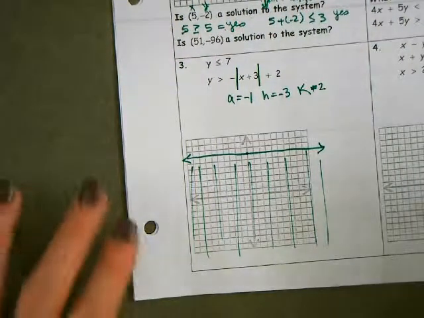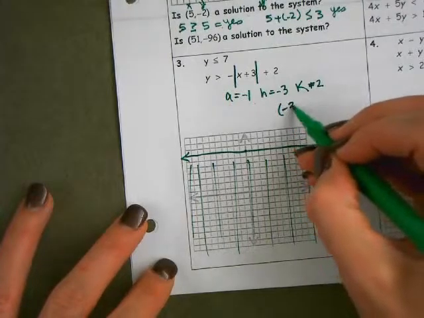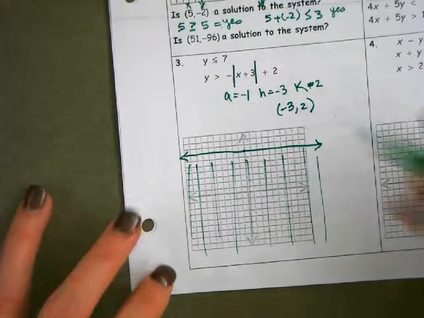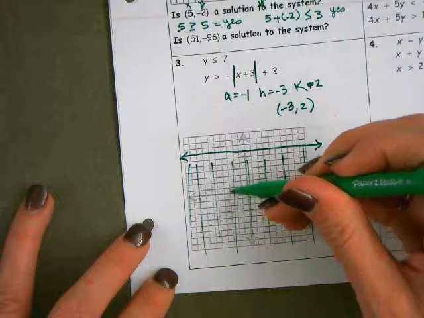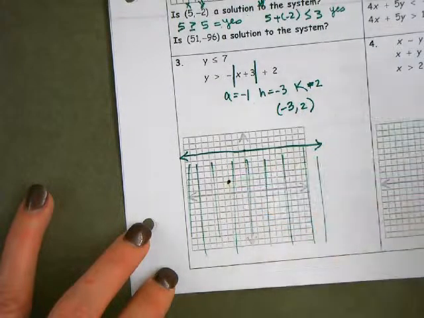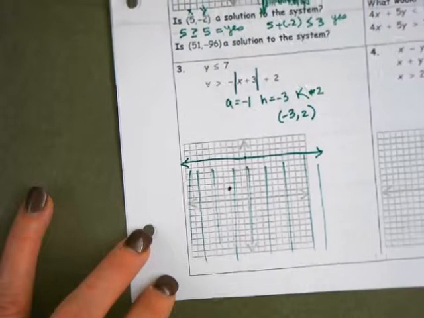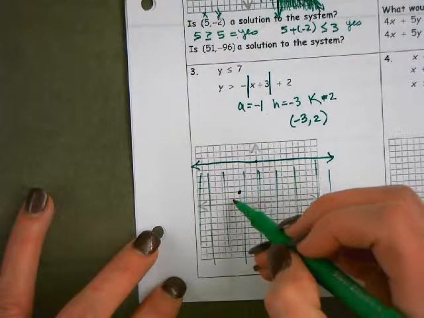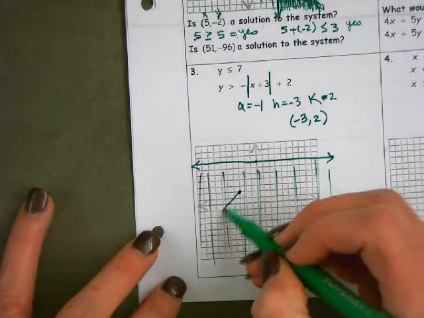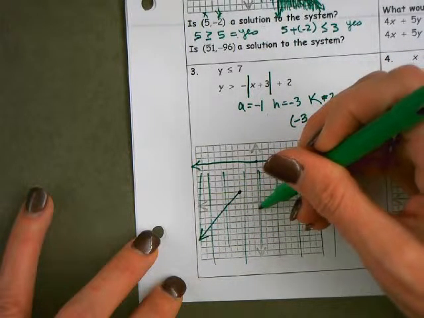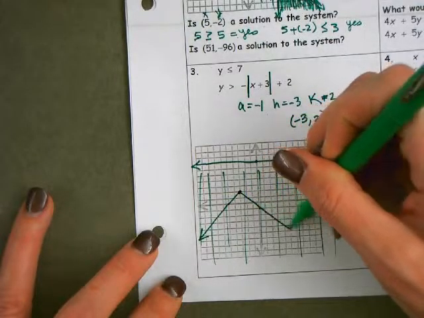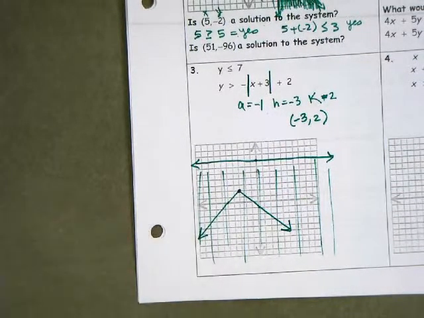So therefore, what is my vertex? Negative 3, comma 2. Okay, so let's go to negative 3. And then let's go 2. Okay, that's going to be your vertex. And then we use our A value for our slope. So down 1 over 1, down 1 over 1. And then we have to do it from the other side. Okay. So questions on graphing that one?